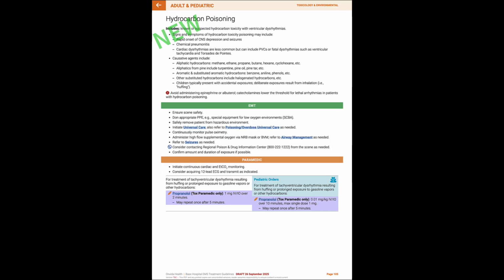One critical caution: avoid the use of epinephrine or albuterol in these patients. Catecholamines can lower the threshold for lethal arrhythmias in the setting of hydrocarbon toxicity. This applies to both adults and pediatric patients.